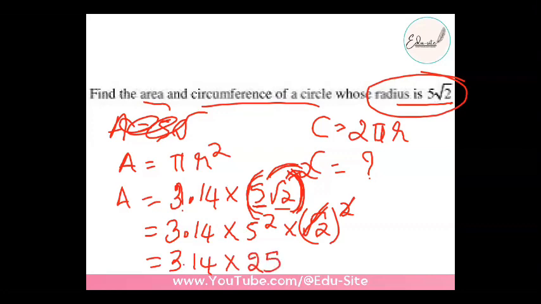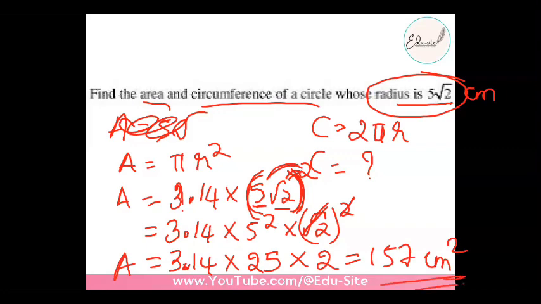So the answer is 1, 2. This is your area. You are going to get the answer from this: 3.14 multiplied by 25 multiplied by 2. What is the answer, Peter? 157. Centimeter or centimeter squared? If centimeter is given here, what are you going to write? Centimeter squared. So it's squared, beta. Area is centimeter squared, right?